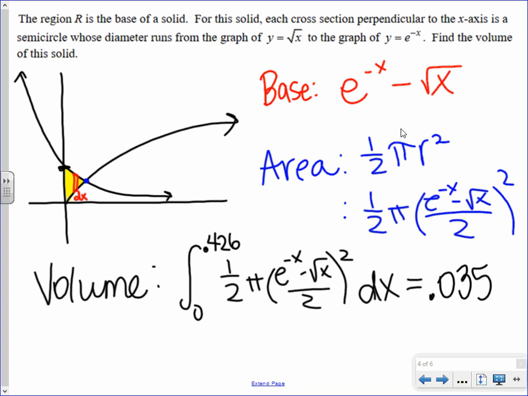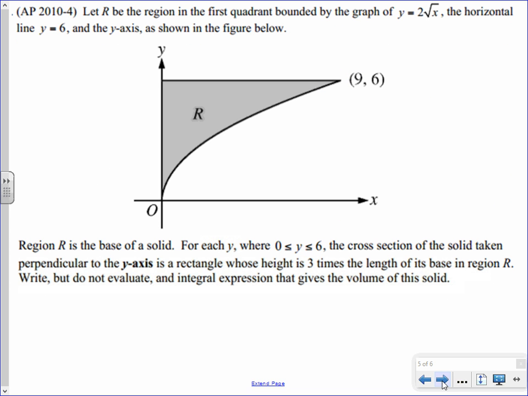All right, this is what I'd like you to do. I'm going to put a problem up here. You and your pod are going to come up with the setup for the problem. Okay? Look at that, I even gave you the graph. You and your pod are coming up with the setup of this problem.